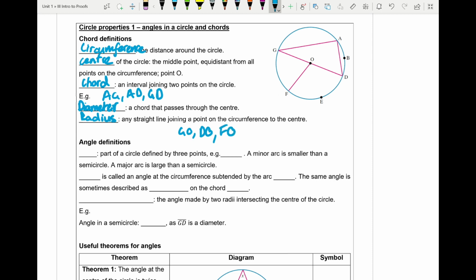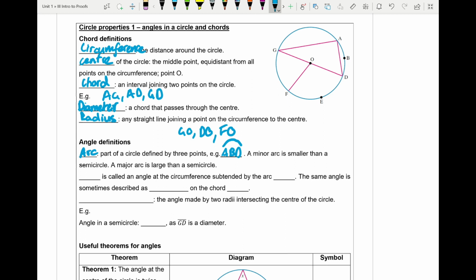So, moving on to some angle definitions. The part of a circle defined by 3 points, for instance here A, B, and D, we refer to as an arc. To notate an arc, over the 3 letters that define our arc, we draw a sort of semicircle or an arc above it. A minor arc is smaller than a semicircle, a major arc is larger than a semicircle.